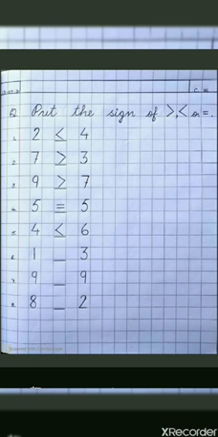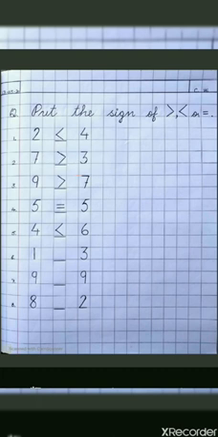And the first question is, which number is greater in 2 and 4? Yes, 4 is greater than 2. So the alligator will open its mouth in the direction of 4. In the same way, second question is, which number is greater in 7 and 3? So 7 is greater than 3. And the alligator will open its mouth in the direction of 7.